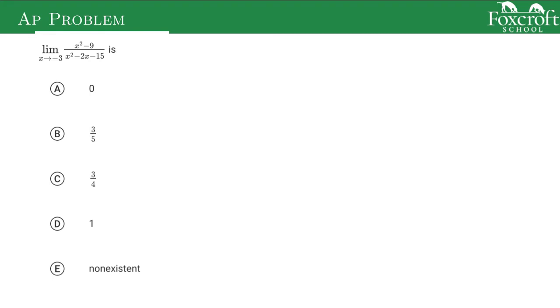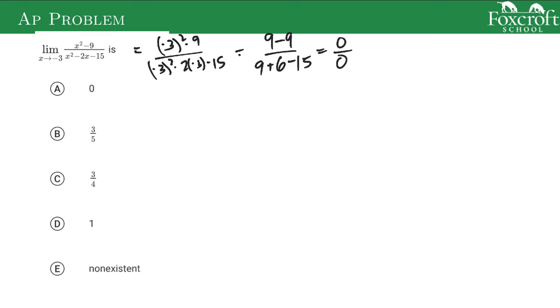All right, for this one, we're trying to find this limit. Again, the first thing I would always do with a limit is try to plug in the number. I don't know why I'm writing so small. 9 minus 9 over 9 plus 6 minus 15, which is 0/0. So 0/0 is a really good sign that you can factor it because there's a common factor on the top and bottom causing those zeros. So now I factor my problem.